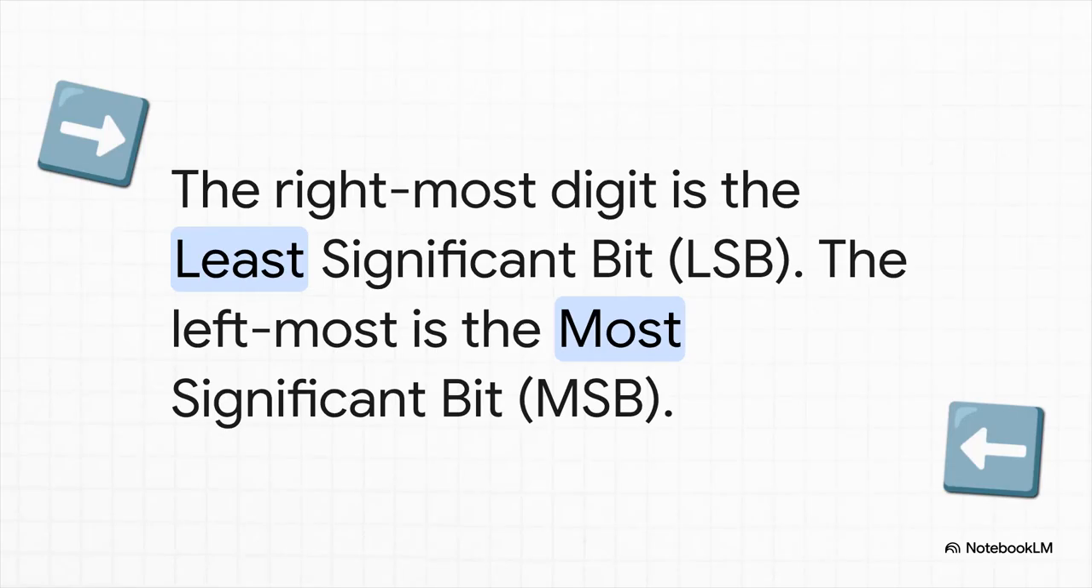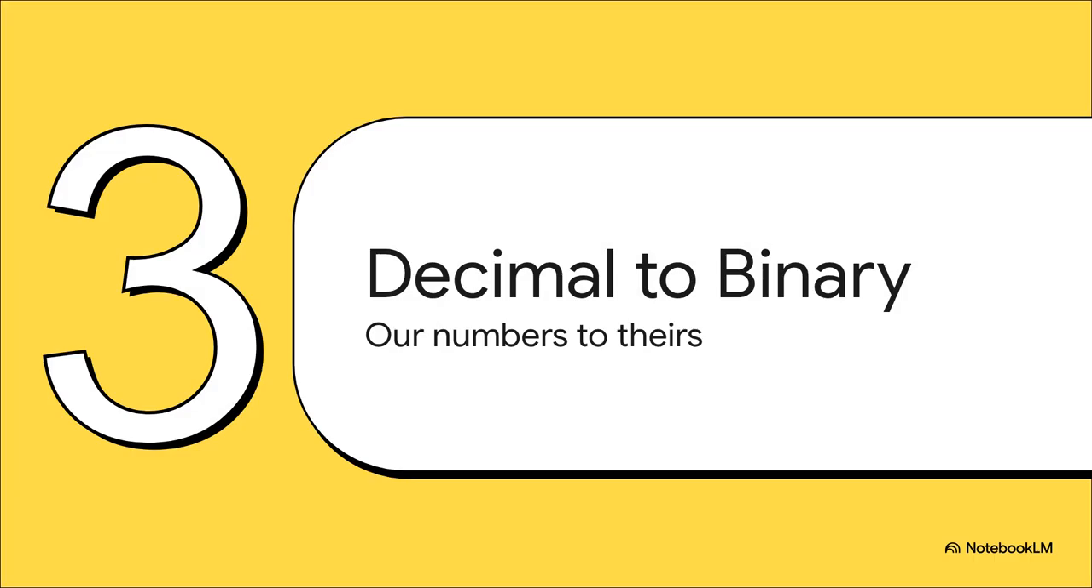And just so you know the lingo, these positions have names. That digit on the right is called the least significant bit, or LSB, because it represents the smallest value, kind of like the ones place in our numbers. The digit all the way on the left is the most significant bit, or MSB, because it carries the most weight.